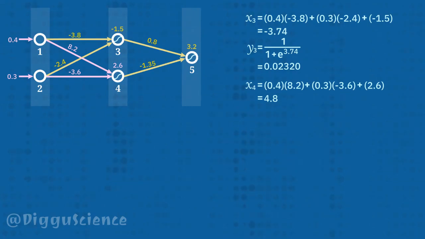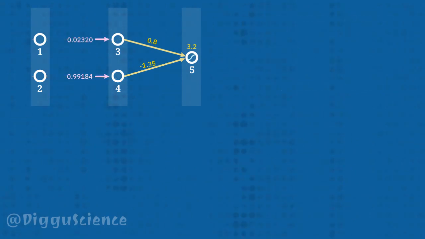This value will be processed in node 4 via the sigmoid function. y4 is equal to 1 over 1 plus e to the power minus x4. Enter the value x4. y4 is equal to 0.99184. We have got the values y3 and y4. These two values will be the input values at node 5.